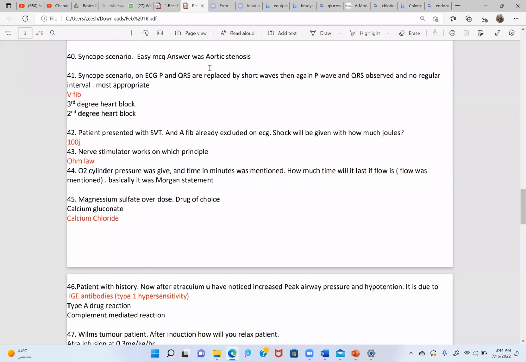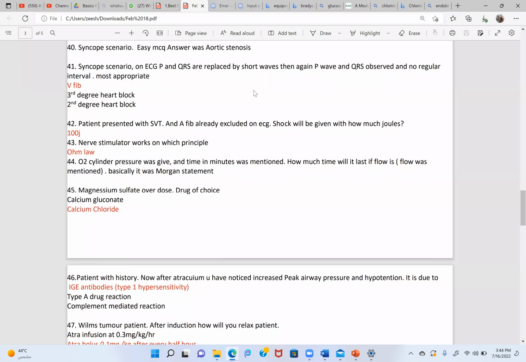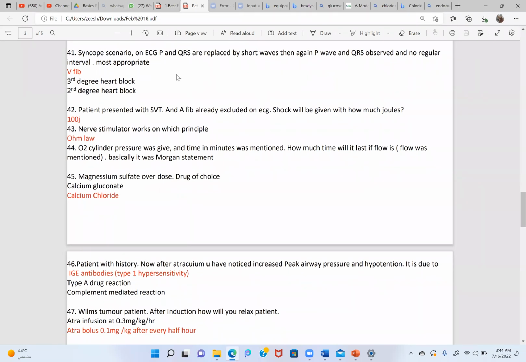Really, anyways, the question says short waves, then again P wave and QRS observed and no regular interval. I don't know. See, I'm sorry. You should be knowing VFib. How will it look like? Okay. Short waves, then again P wave. I don't know this. If it is like that, apparently it looks like atrial fibrillation rather than ventricular fibrillation.